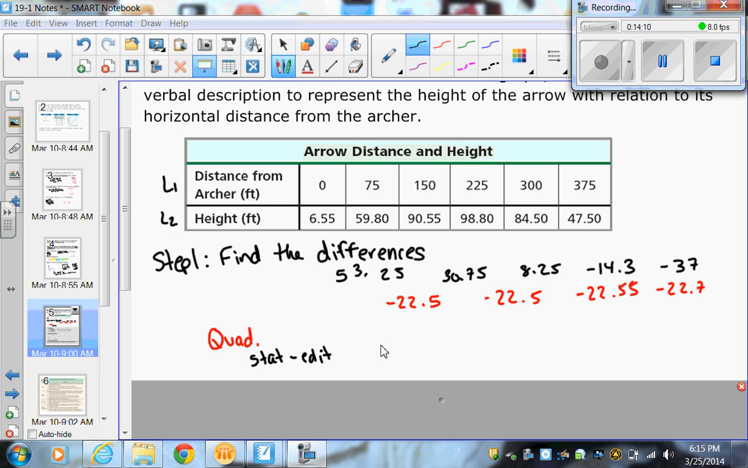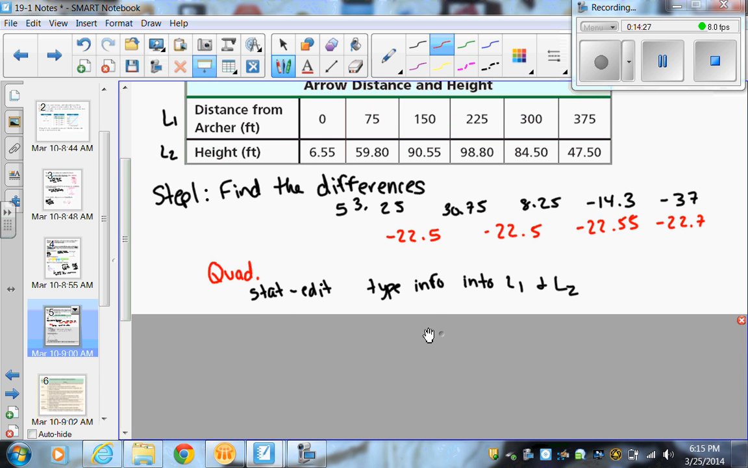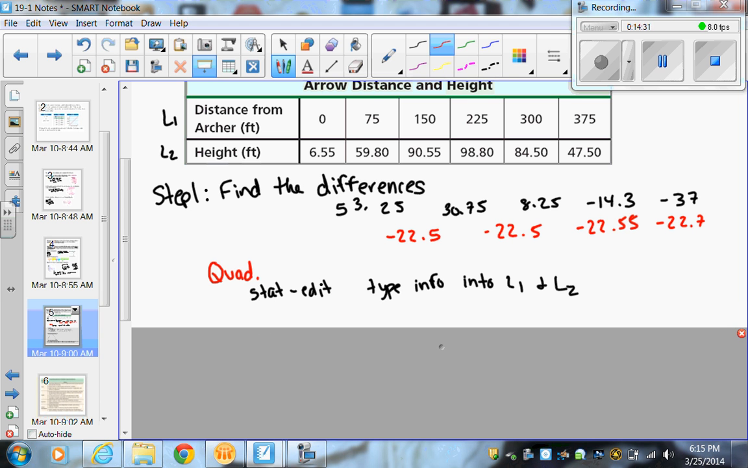Once you have your information into L1 and L2, we've already decided that it is a quadratic model because our second differences are the constant. So then you're going to go back under stat, and you're going to go over to calculate.